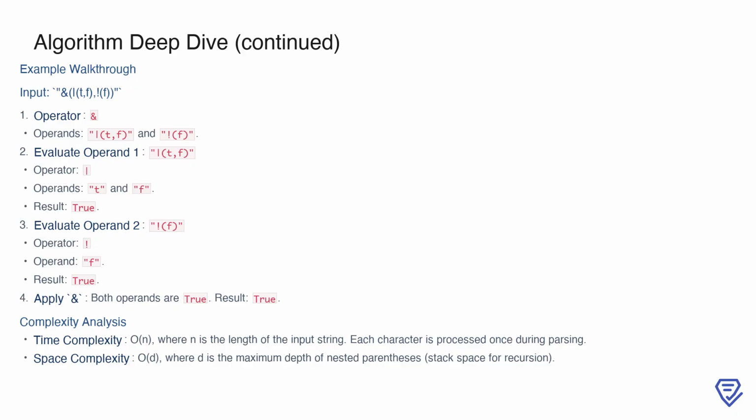In terms of complexity, each character of the input string is processed once, giving a time complexity of O(n). The space complexity depends on the depth of nested parentheses, which determines the stack usage, and is O(d). This example demonstrates how the algorithm recursively evaluates sub-expressions to compute the final result efficiently.